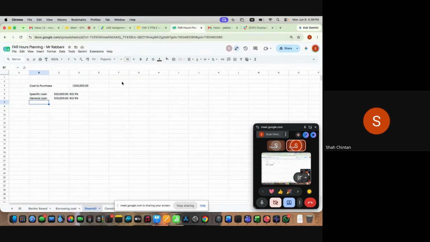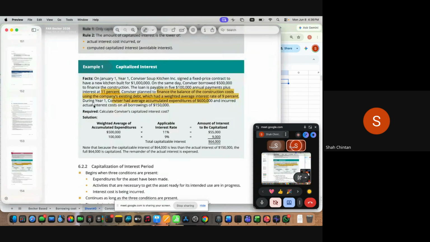So during the year 1, you started your business, you started constructing this particular kitchen, and the expenses which are incurred are 600,000. So 1 million is the total budget. You have incurred 600,000 of expenses. So these are expenses towards your kitchen development. And in your P&L, your total interest expense for the year is 1,50,000. This is again given in the question, the last line.